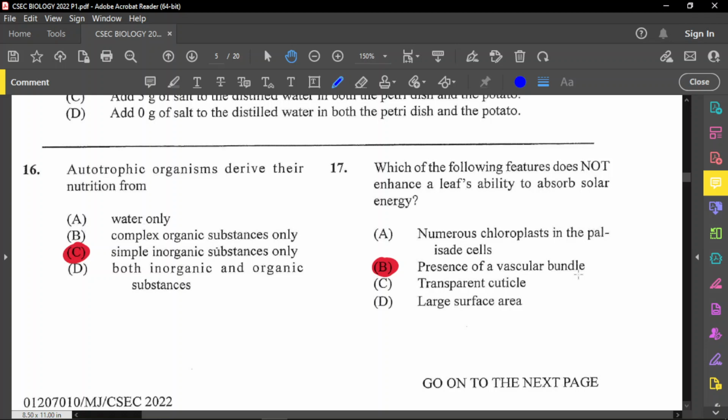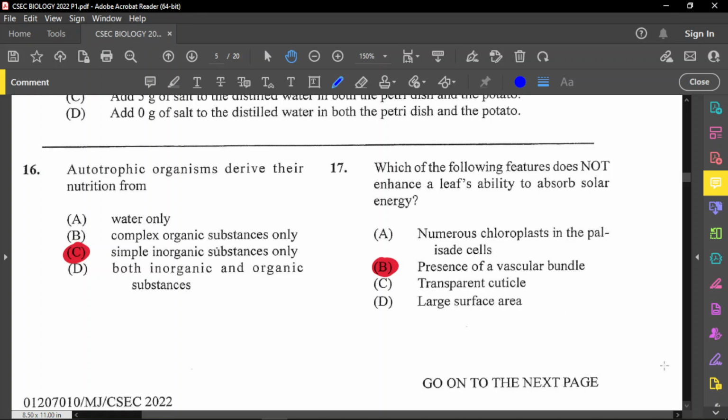Xylem transports water and mineral salts, while the phloem transports plant food, particularly in the form of sucrose. You need to remember that. If the cuticle is transparent, beautiful, because light passes through transparent substances or objects. Large surface area, oh yes. The larger the surface area is, the more light can be absorbed.